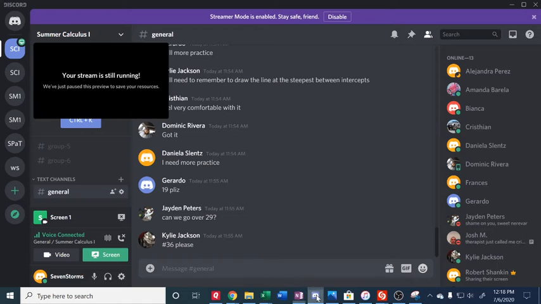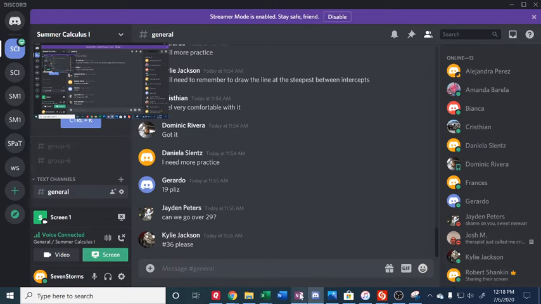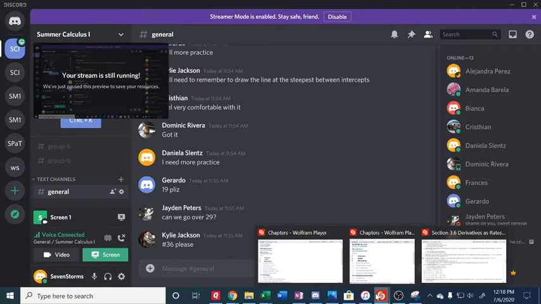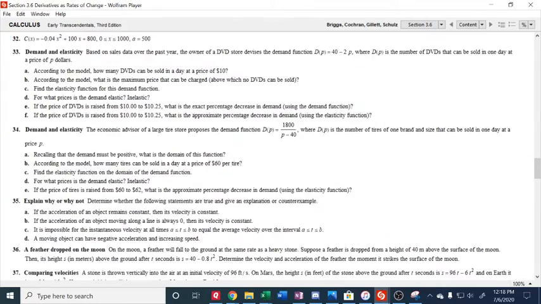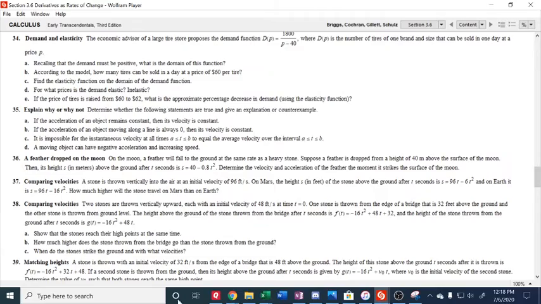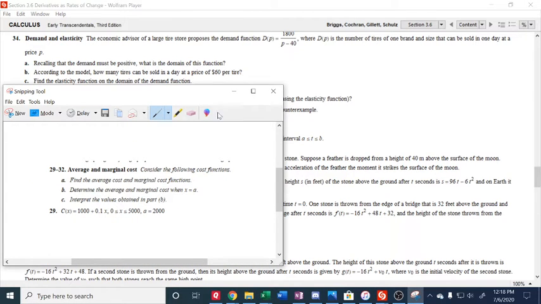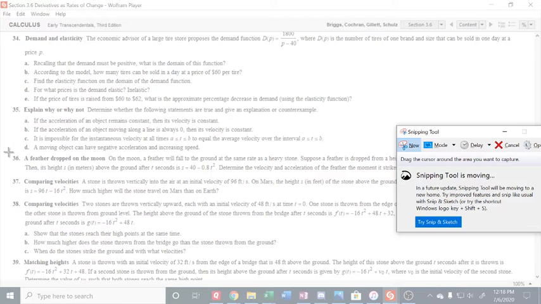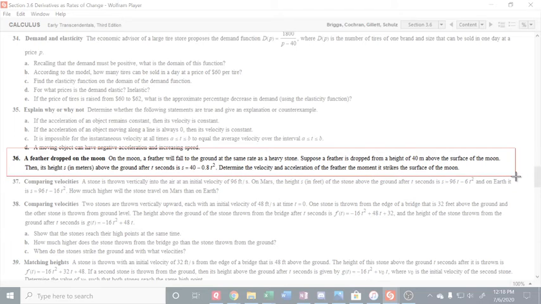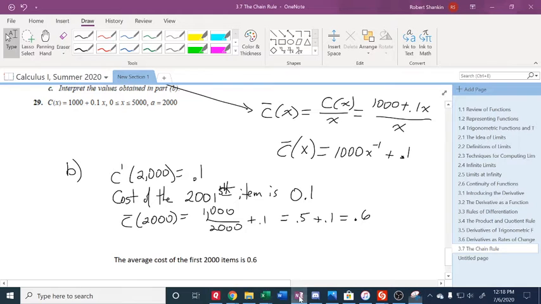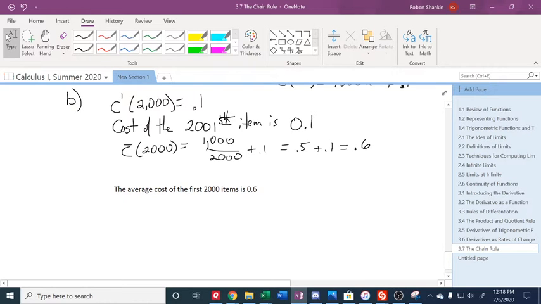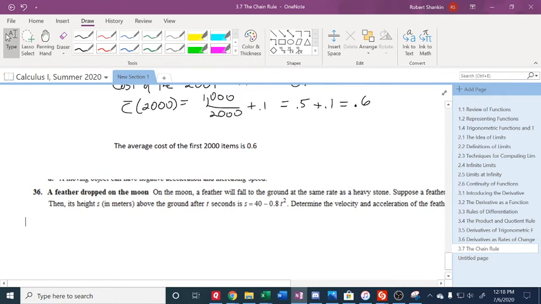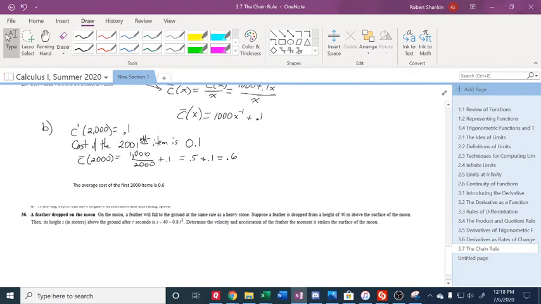All right, let's look at the last one, number 36. A feather is dropped on the moon. On the moon, a feather will fall to the ground at the same rate as a heavy stone.